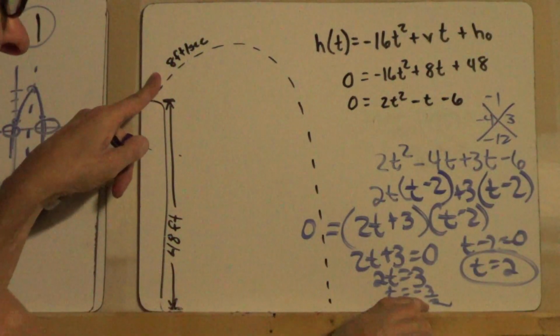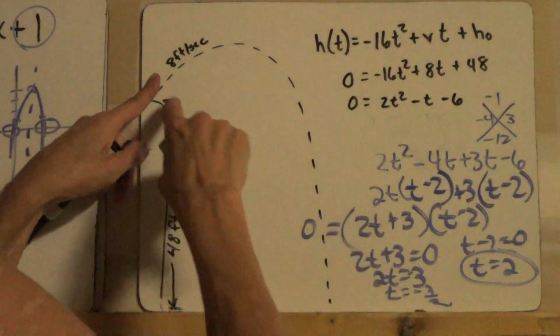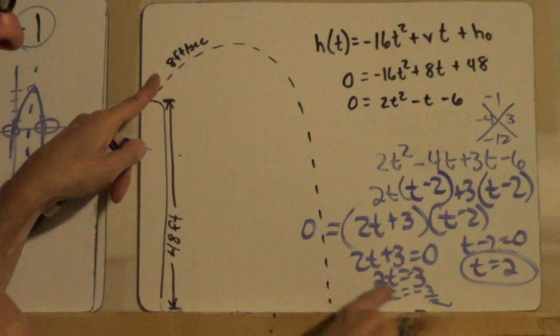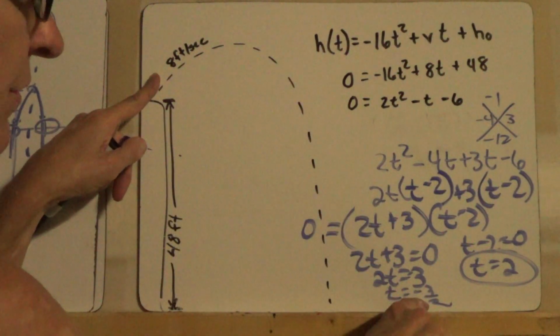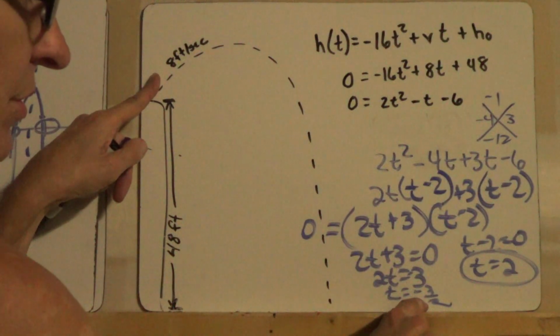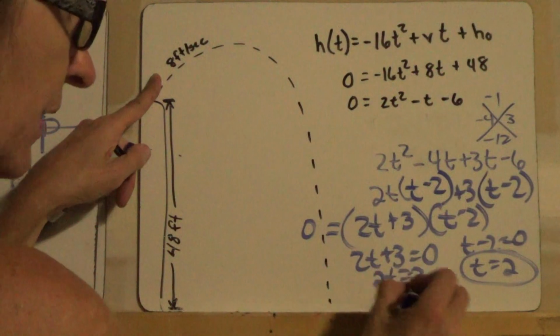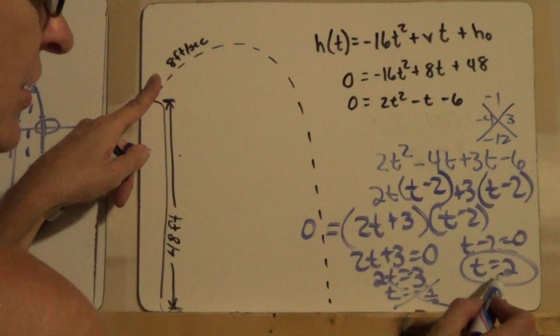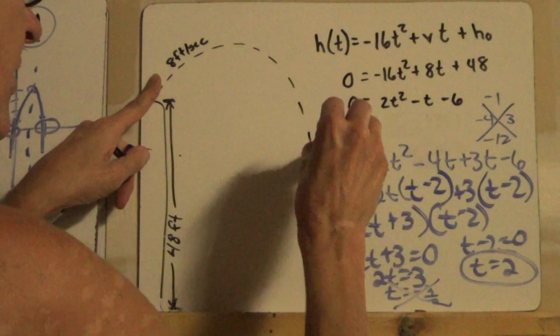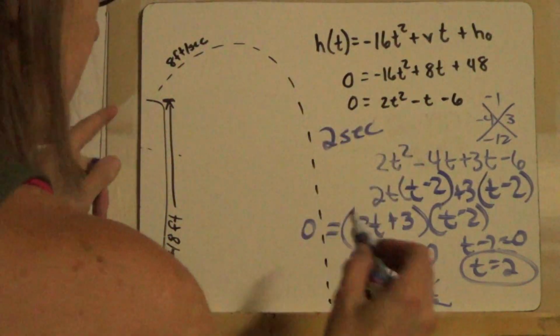Why would this not be the correct answer? We're looking for the time that it takes for it to land. Why couldn't it be negative 3 halves? Hopefully you're thinking because you can't have a negative time. That would be correct. So the time would have to be 2 seconds for that ball to land.